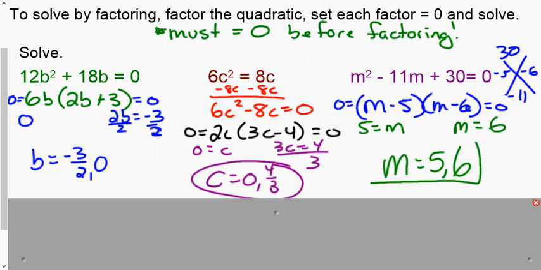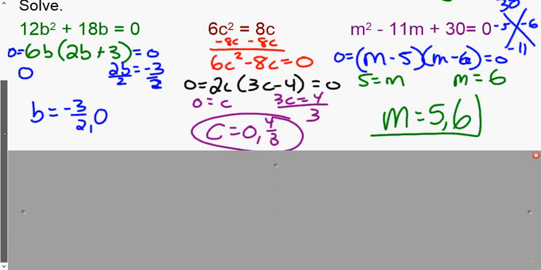All right, so on the middle one, you factored out the GCF of 2c. As you can see here in black, you're left with 3c minus 4. Set them both equal to 0 and solve. So 0 divided by 2 is 0. Add the 4. So you have 3c equals 4, then divide by 3, so you get 0 and 4/3.